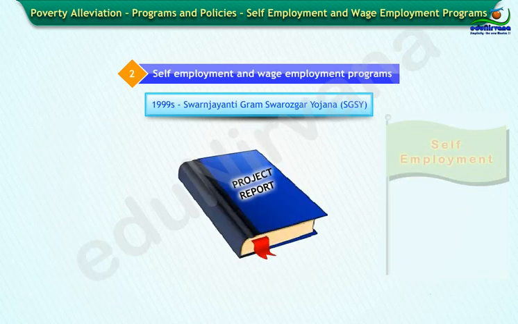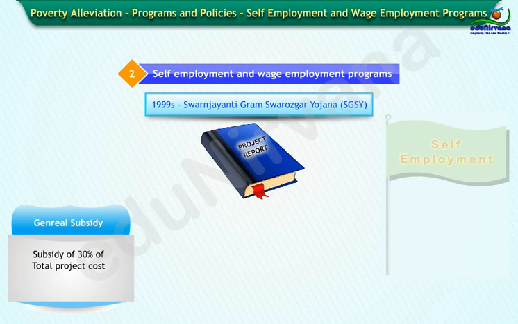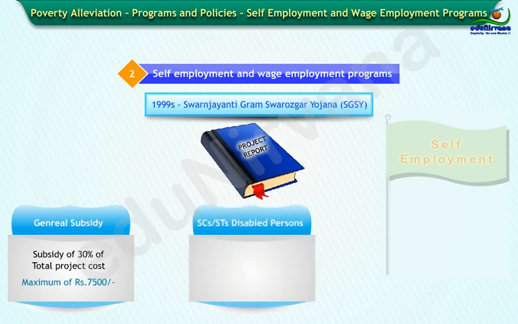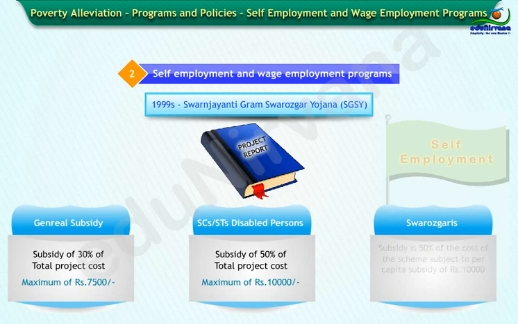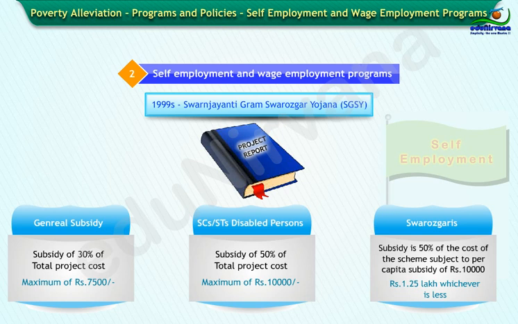Progress. Currently, the subsidy is given at the rate of 30% of the project cost, subject to a maximum of 7,500 rupees. In respect of SCs and STs and disabled persons, subsidy is 50% of the project cost, subject to a maximum of 10,000 rupees. For groups of Swarojgaris, the subsidy is 50% of the cost of the scheme, subject to per capita subsidy of 10,000 rupees or 1.25 lakh rupees, whichever is less.